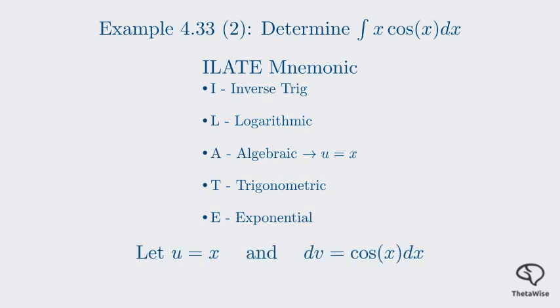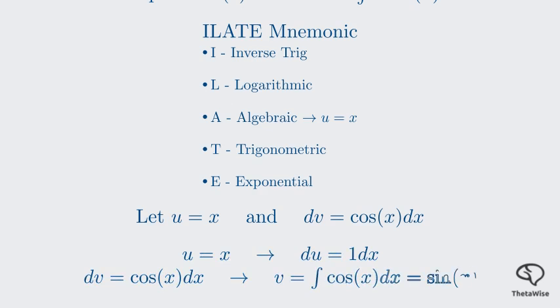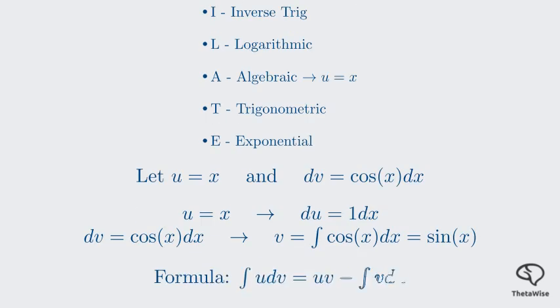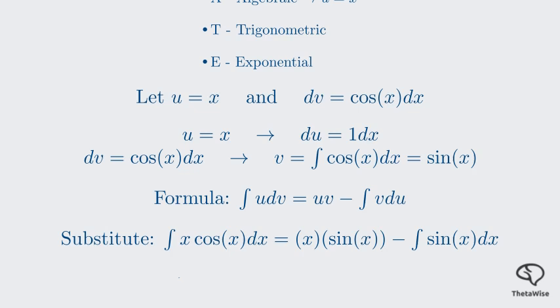Next, we find du and v. The derivative of u equals x is simply du equals dx. The integral of dv equals cos of x dx is v equals sin of x. Now we apply the integration by parts formula. Integral of u dv equals uv minus the integral of v du. Substituting our parts, we get x times sin of x minus the integral of sin of x dx. The integral of sin of x is a basic integral we know. It's negative cos of x. So we have x sin of x minus the integral of sin of x, which is negative cos of x. Remember to add the constant of integration, c.